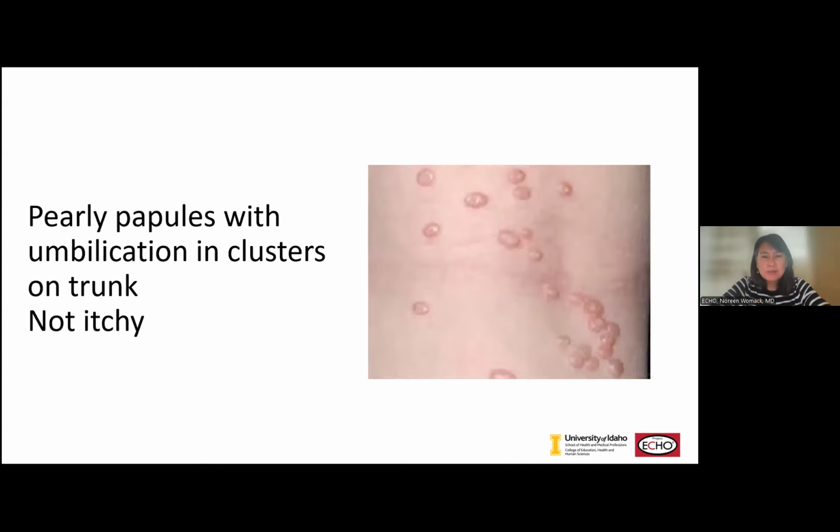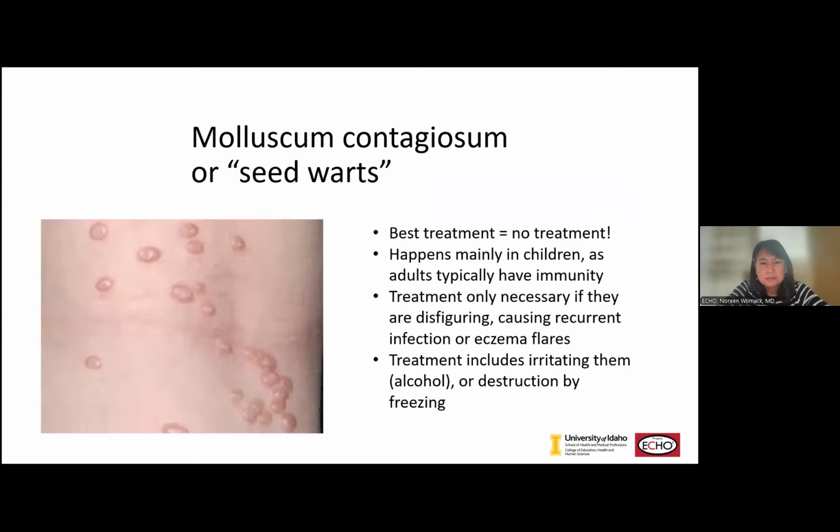So, pearly papules with umbilication or dimpling on the top of them. They're in clusters on the trunk, and I know all of you know what this is. Thank you, Deborah. Thank you, Anna. Next slide. This is molluscum contagiosum. Sometimes they're called seed warts. I'm not fond of that, but whatever. Sometimes that's how people know them.